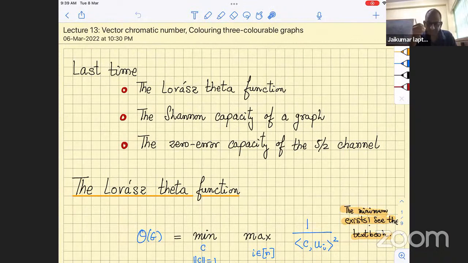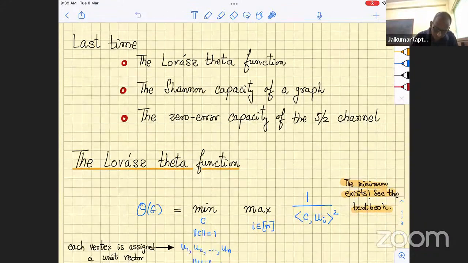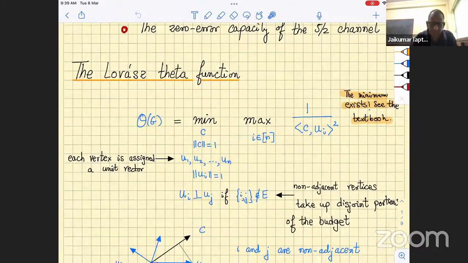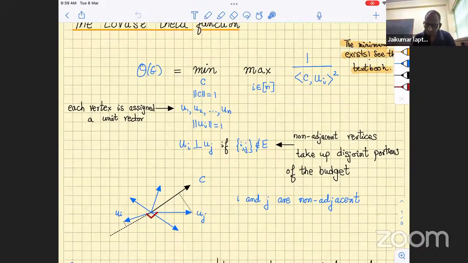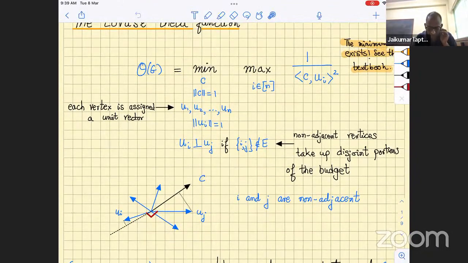And the proof went through all these linear algebraic means. The key property of the Lovász theta function that we used was that it behaves nicely when you take products of graphs. Okay, so there was one particular claim last time that I did not fully explain, and let me explain that, and then we will move on to the business for the day.